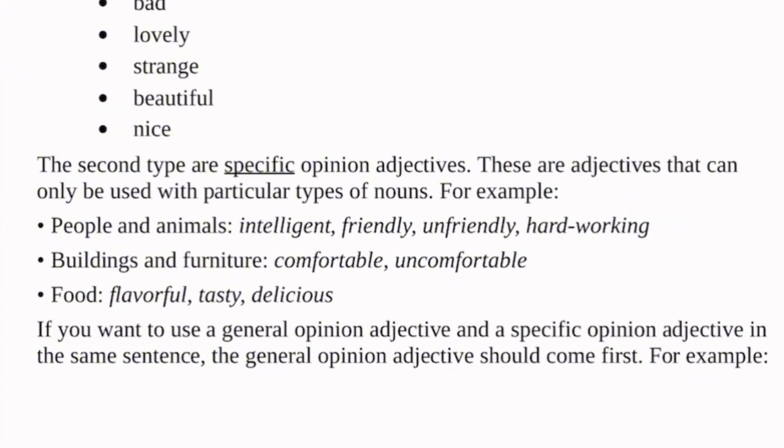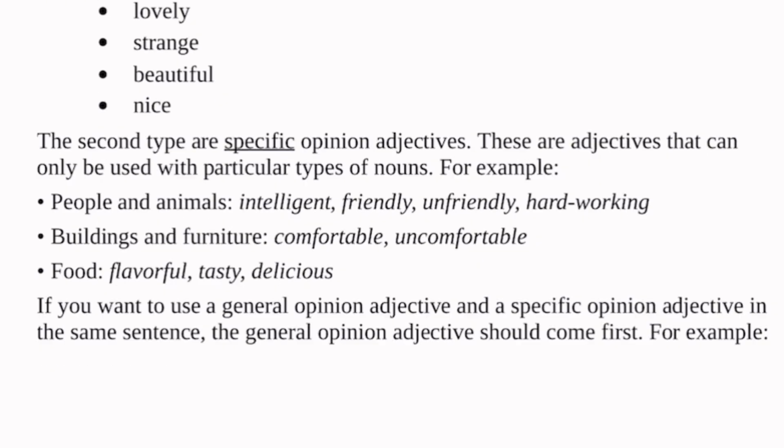The second type are specific opinion adjectives. These are adjectives that can only be used with particular types of nouns. Yes, they can only be used with particular types of nouns. For example, we can use with people and animals: intelligent, friendly, unfriendly, hardworking. For buildings: comfortable, uncomfortable. For food: flavorful, tasteful, delicious. You cannot say somebody is delicious. No. Or you cannot say a food is intelligent.